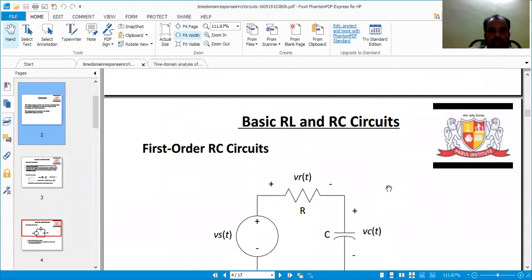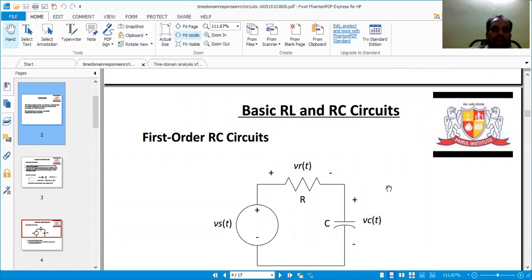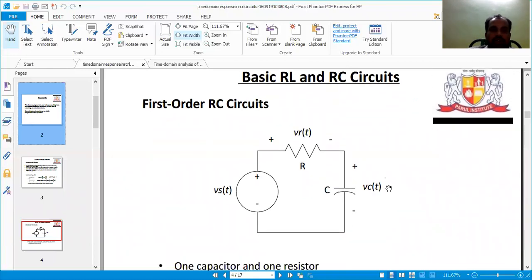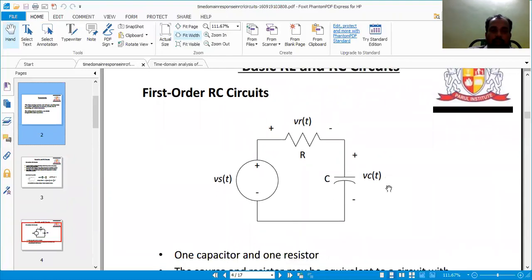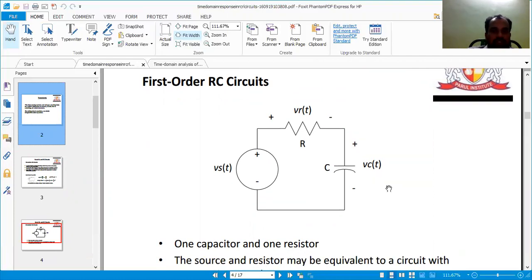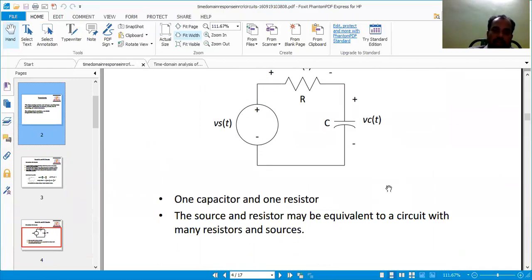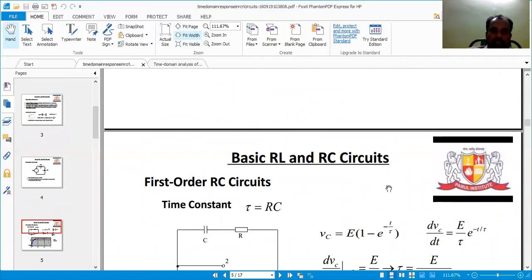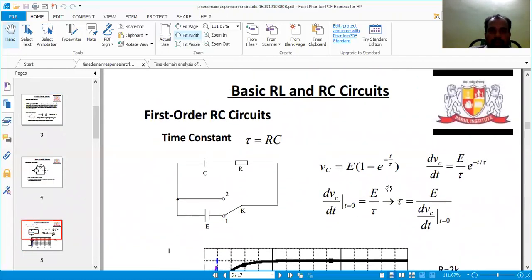Okay. The combination of R and L and the combination of R and C, resistance and inductance, resistance and capacitance. In a first order circuit, the first order time domain analysis, the RC circuits. Okay, the voltage source is Vs of t. The voltage across the resistance is Vr of t. The voltage across the capacitor is Vc of t. Here there is one capacitor and one resistor. The source and resistors may be equivalent to the circuit, with many resistors and capacitors. Now apply the time domain analysis.